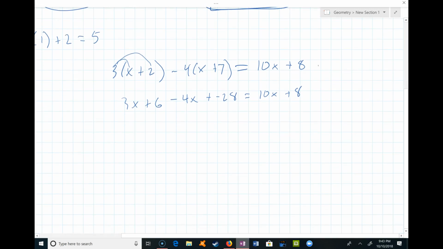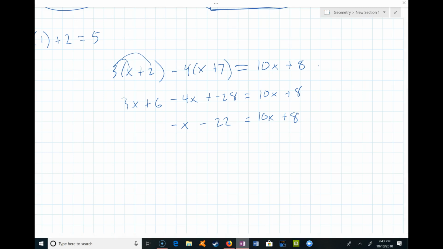Okay, so now we've simplified one side. We actually are not done because we have like terms here, don't we? So 3x and negative 4x, that would be a negative x. And a 6 and a negative 28, that'd be a negative 22. And now we're getting close to where we can do something. So we've simplified the left side of the equation. The right side was already simplified.